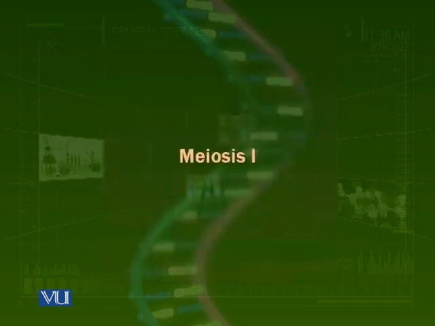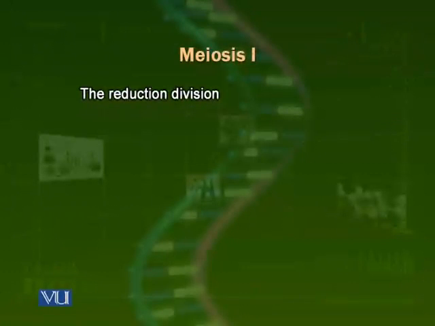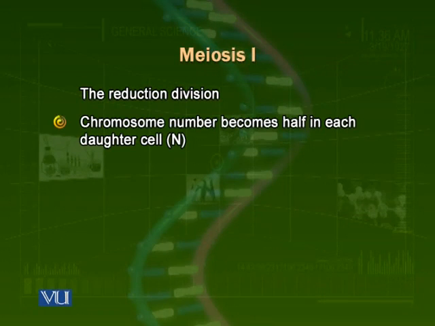Now, we talk about meiosis. Meiosis occurs in the germline cells, in the ovary of the female or in the testis of the male. The germline cells divide into 4 daughter cells, each, as we know now, haploid in number, that is, having half the number of chromosomes. Meiosis is also called a reduction division because the chromosome number becomes 1/2 in each daughter cell.